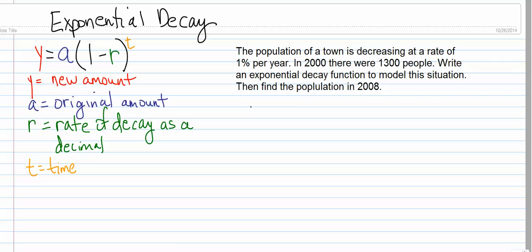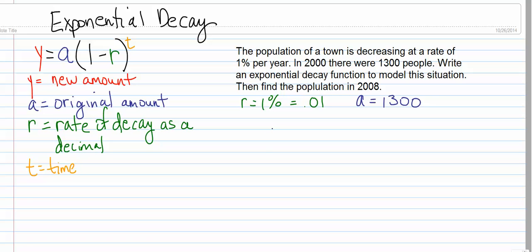So in our story over here, the population of a town is decreasing at a rate of 1% per year. So our rate of decay is 1%, and as a decimal is 0.01. And our original amount says in 2000 there were 1,300 people. So A is 1,300 people for the original amount. Write an exponential decay function to model the situation, and then find the population in 2008.